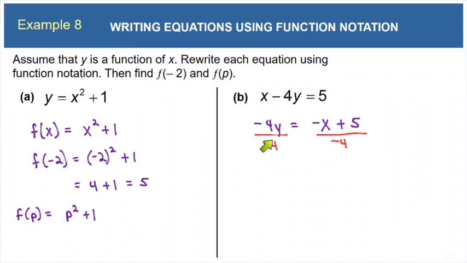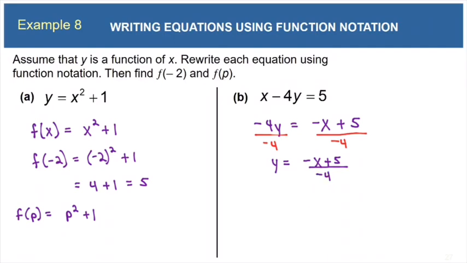The negative 4's here will cancel, and that will leave us y equals, and then this right side is just negative x plus 5 all over negative 4. Now this is okay, and MyLabs Plus will accept this as the correct answer. And it is correct, but it's not in a very nice, easy to use form. A better thing to do would be to eliminate the negative in the denominator.